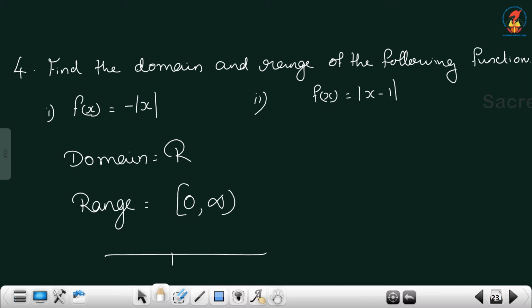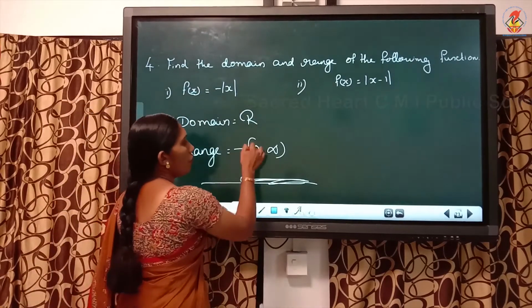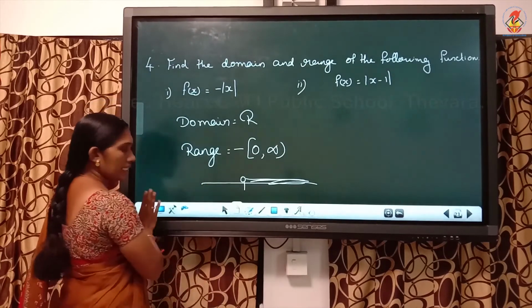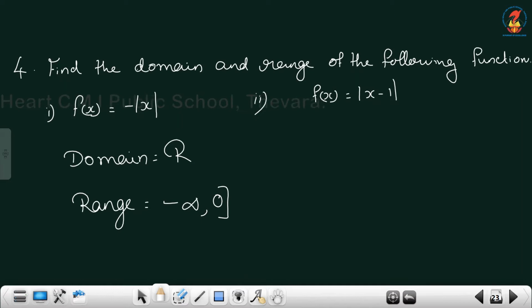On the number line, this is 0. This side is the range of the modulus function. But here we have the negative of this. That means all answers will be negative. That is the negative sign. So what you have to write? Negative infinity to 0, just the opposite of the modulus function. Here it is negative mod x. That's right. Then here it's also a modulus function. You can give any real number to this x. So domain equal to R. Domain is R. What is the range?